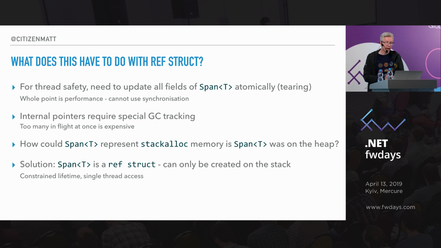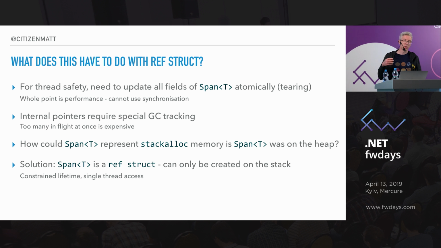The internal pointers that are being used are expensive, and they require special garbage collector tracking there, and having too many of those is too expensive to handle. But the big one really is if you want span of T to work with stack allocating memory, you can't put it on the heap because that just isn't going to work. So the easy solution is to use the ref struct. So span of T can only be allocated on the stack, and it's got a constrained lifetime and single thread access. If it's allocated on the stack, it can only be accessed from that particular thread.